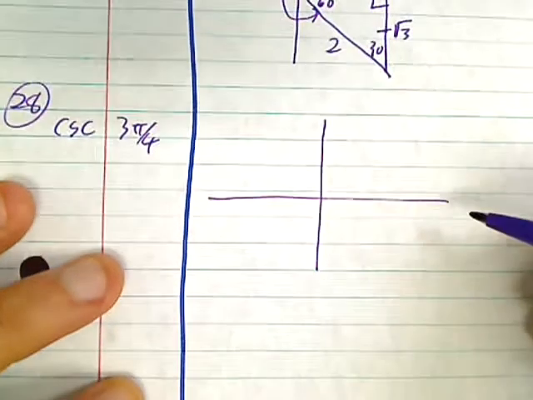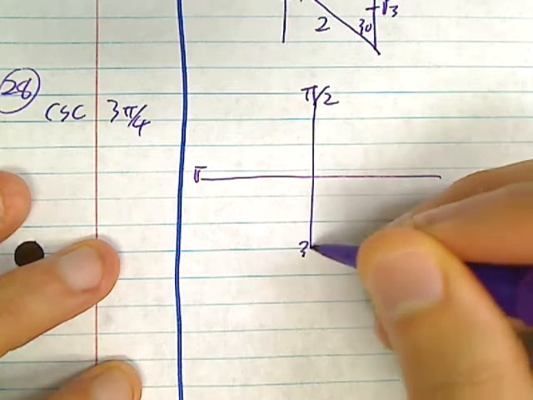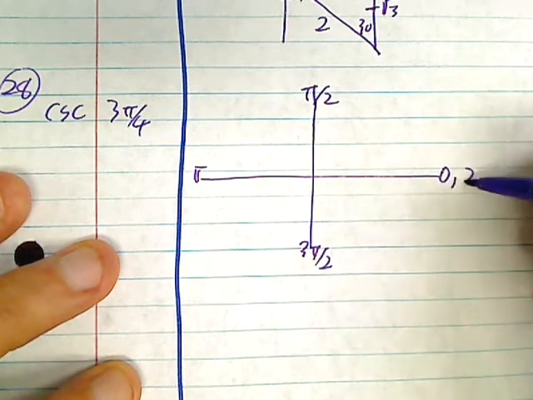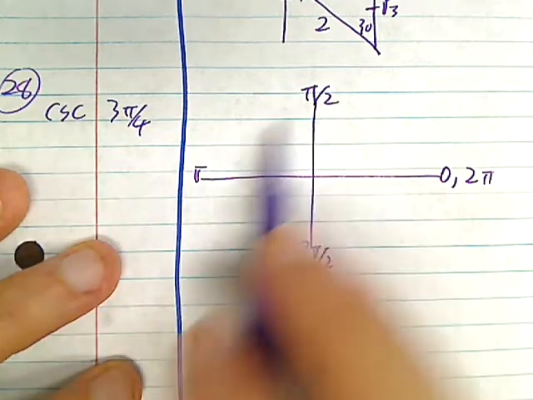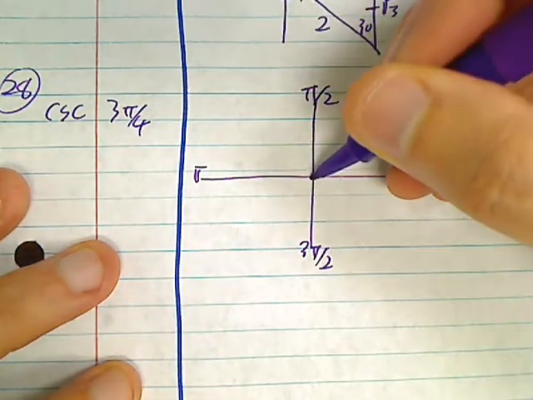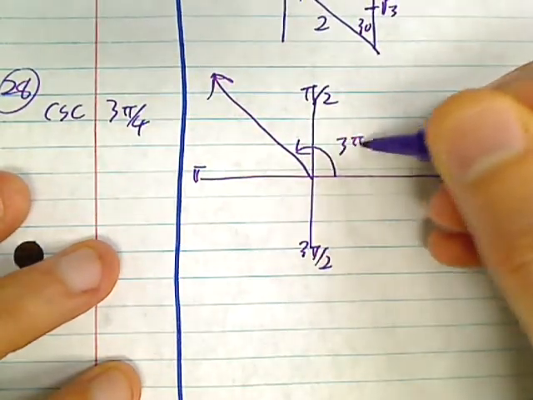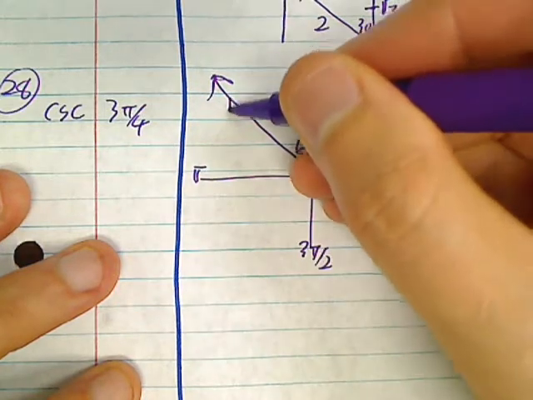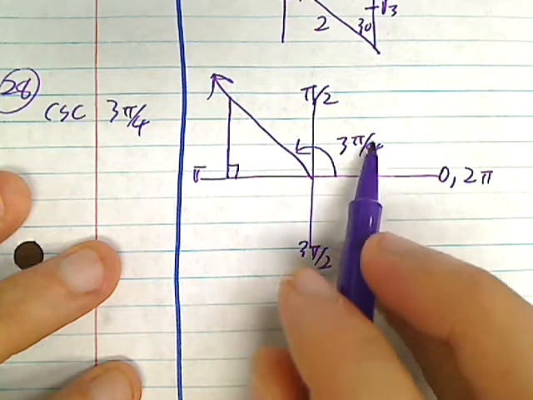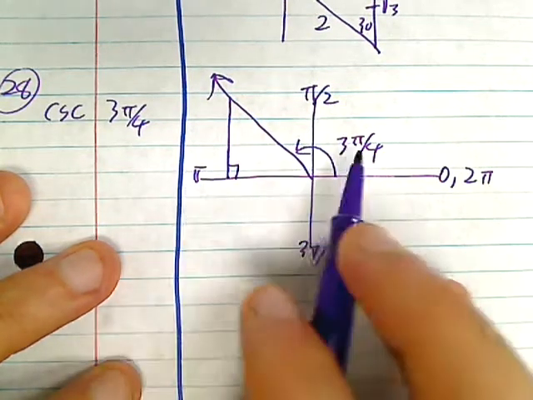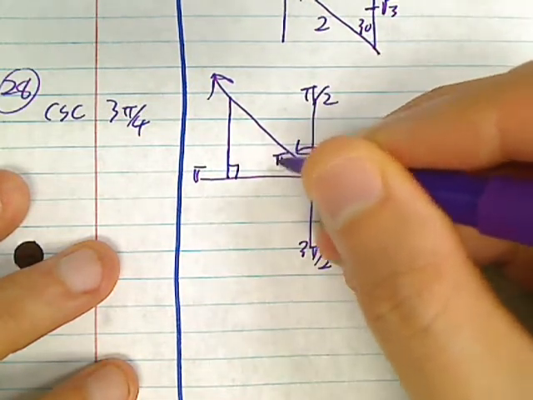Let me figure out where we are. Pi over 2, pi, 3 pi over 2, and this is 0 or 2 pi. Okay, 3 pi over 4, 3/4 is between 1/2 and 1. So we're going to be in the 2nd quadrant. Draw your triangle to the x-axis. If this is 3 pi over 4 and it has to add up to pi, well, 3/4 plus what will give you 1? 1/4. So pi over 4.